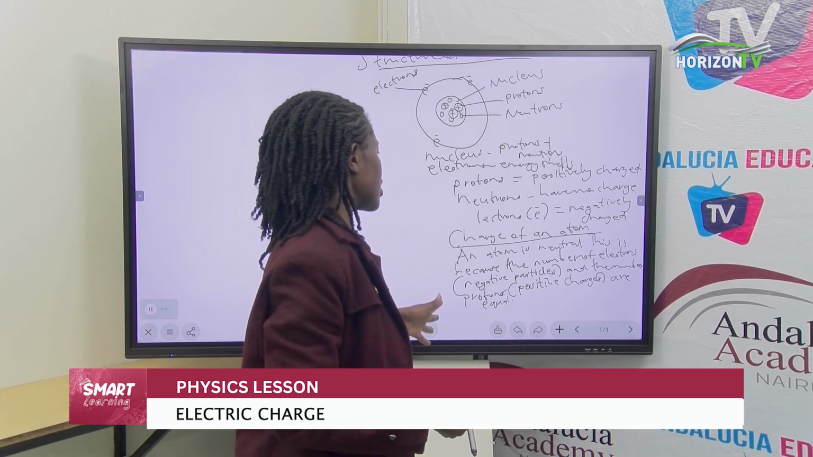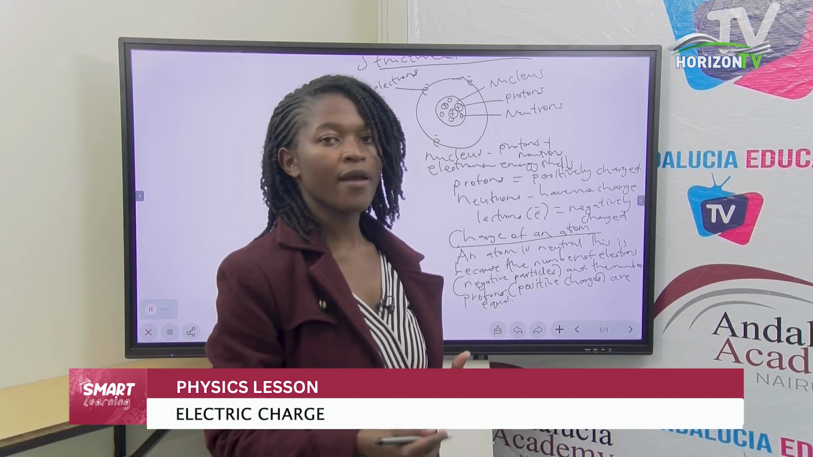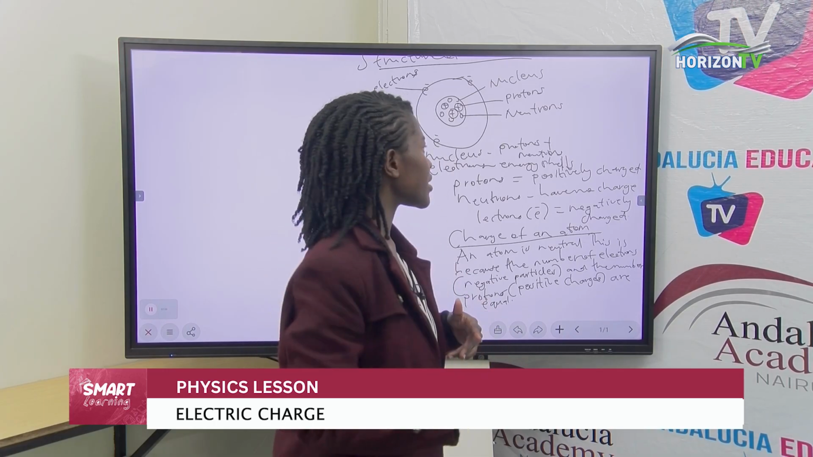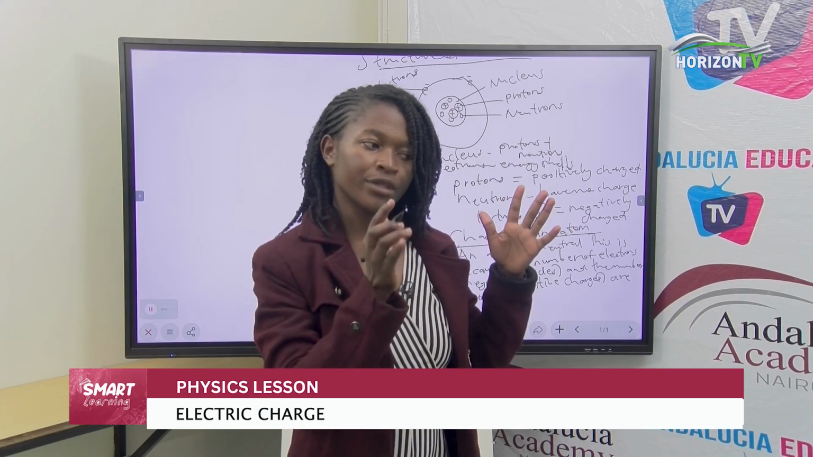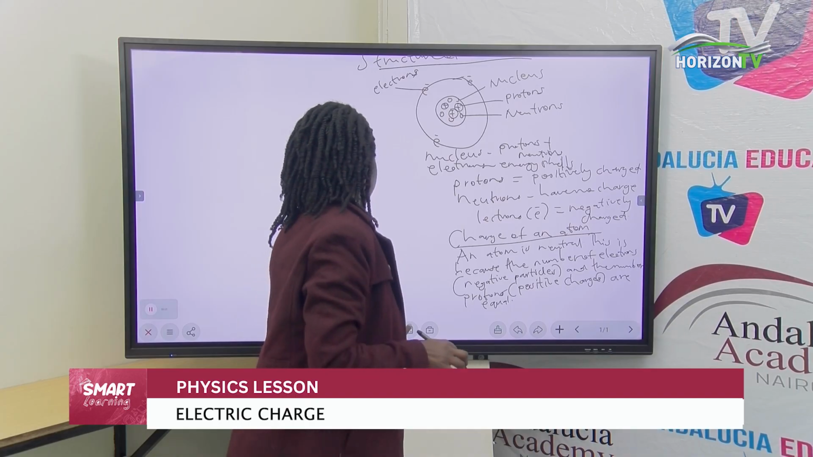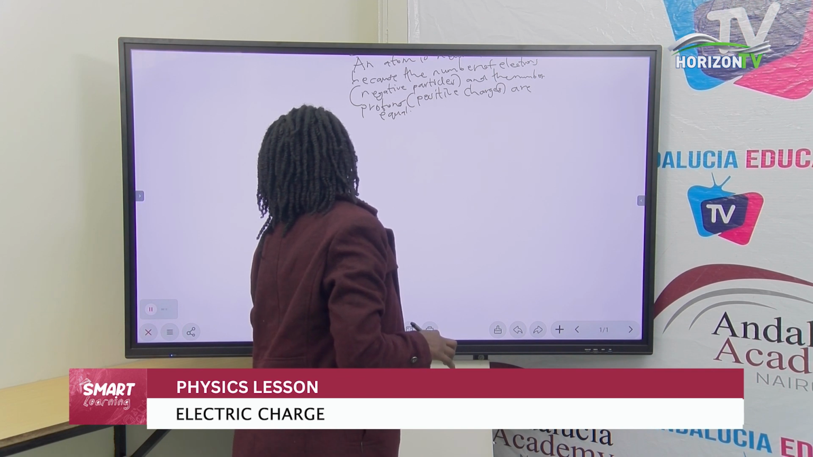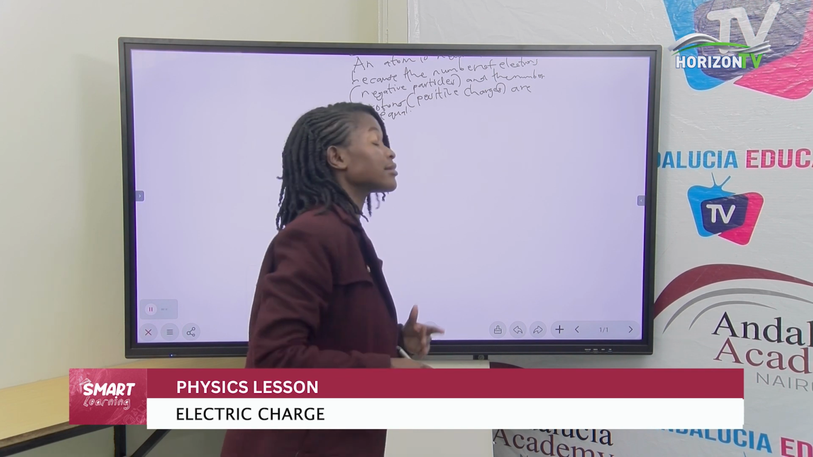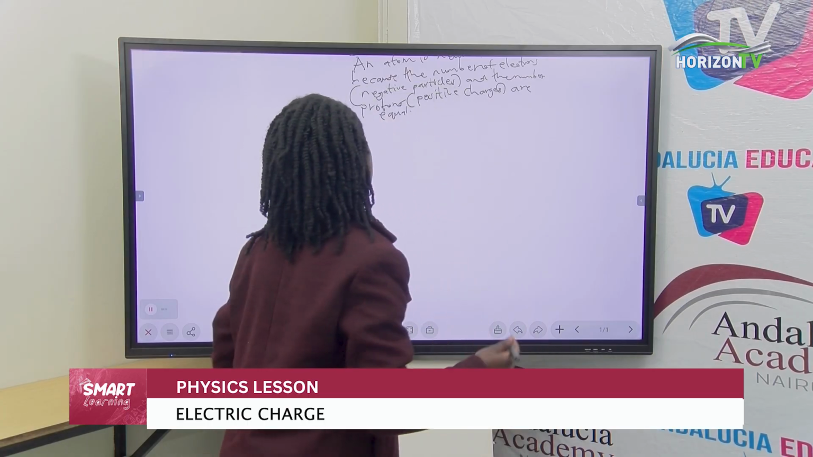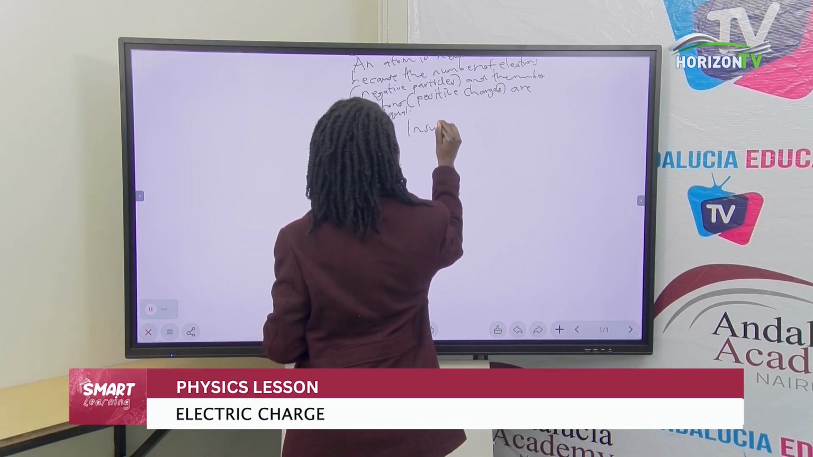Okay, after looking at the structure of an atom, we're going to look at how we charge materials. How do we charge what? Materials. And the materials we're going to charge here are insulators. We're only going to deal with insulators, not conductors. I don't want to assume that everyone knows examples of insulators and conductors, so it's good that I do some recap. So we're going to charge insulators.